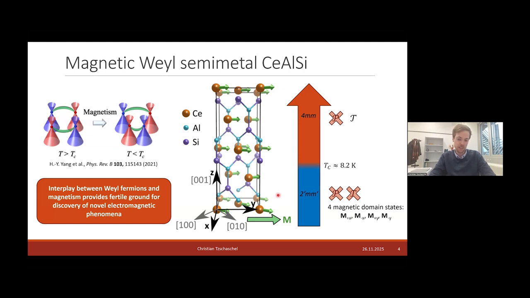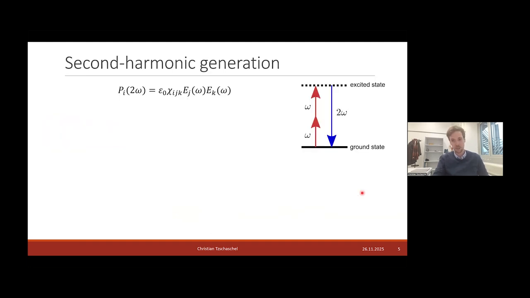It gives rise to four magnetic domain states with a net magnetization either along the positive or negative X direction or the positive or negative Y direction. This situation, where the crystal structure is always non-centrosymmetric, but additional symmetries are broken at low temperatures, is an ideal situation for nonlinear optical investigations like second-harmonic generation, which is a process that is only allowed in non-centrosymmetric materials. In general, second-harmonic generation is a process where two photons of frequency omega interact in the material and lead to the emission of one photon at frequency 2 omega, at twice the frequency.